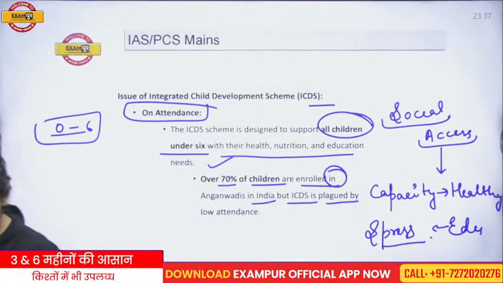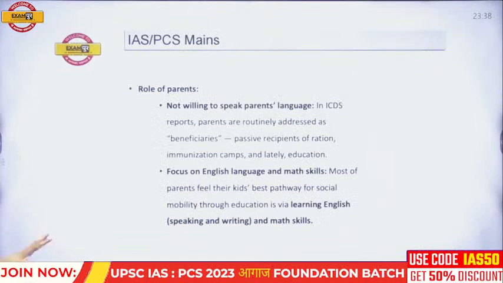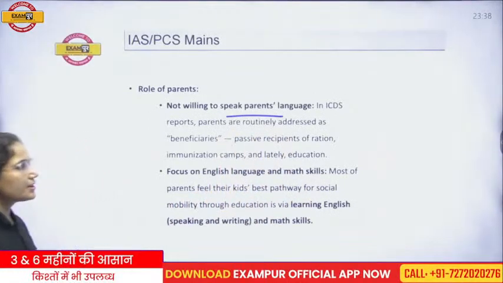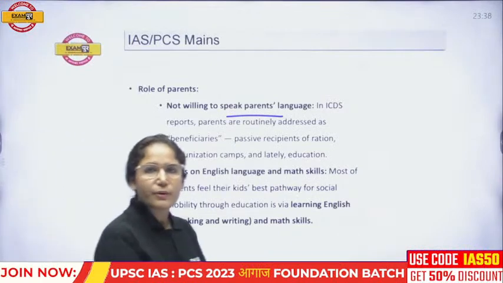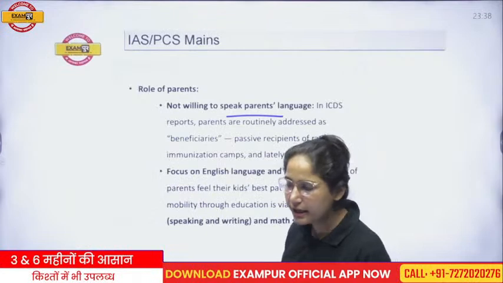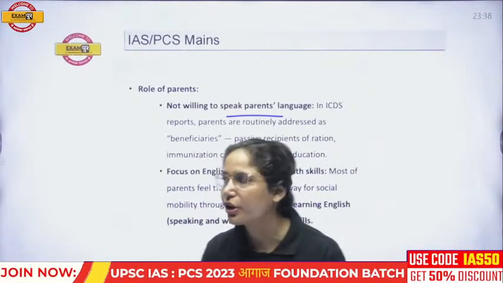Okay, so low attendance means children's development suffers. The attendance ratio is quite small. And the role of parents: they are not willing to speak their language in our child development beneficiaries' programs. Like you can take access to immunization camps, which are universalized in nature, meaning available for all. Ration card, it is strengthening the base. One Nation, One Ration Card, you are talking about.